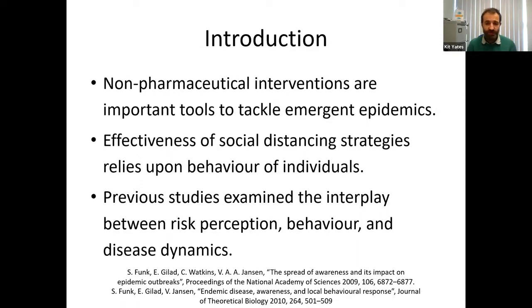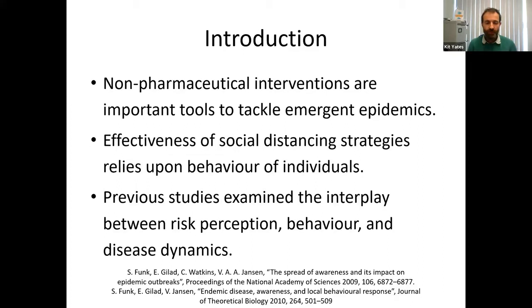In the past, models have examined the interplay between risk perception, information spreading, behavior, and epidemic dynamics. And these models have typically considered a homogeneous population. What we're interested in now is thinking about two different types of population: people who trust the information and people who don't trust the information.